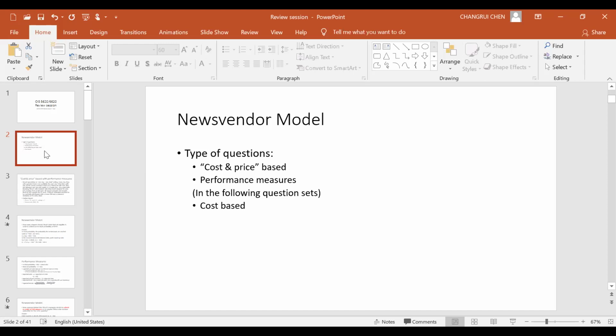Okay, so first the newsvendor model. Can you guys hear me? Yes, it's much better.